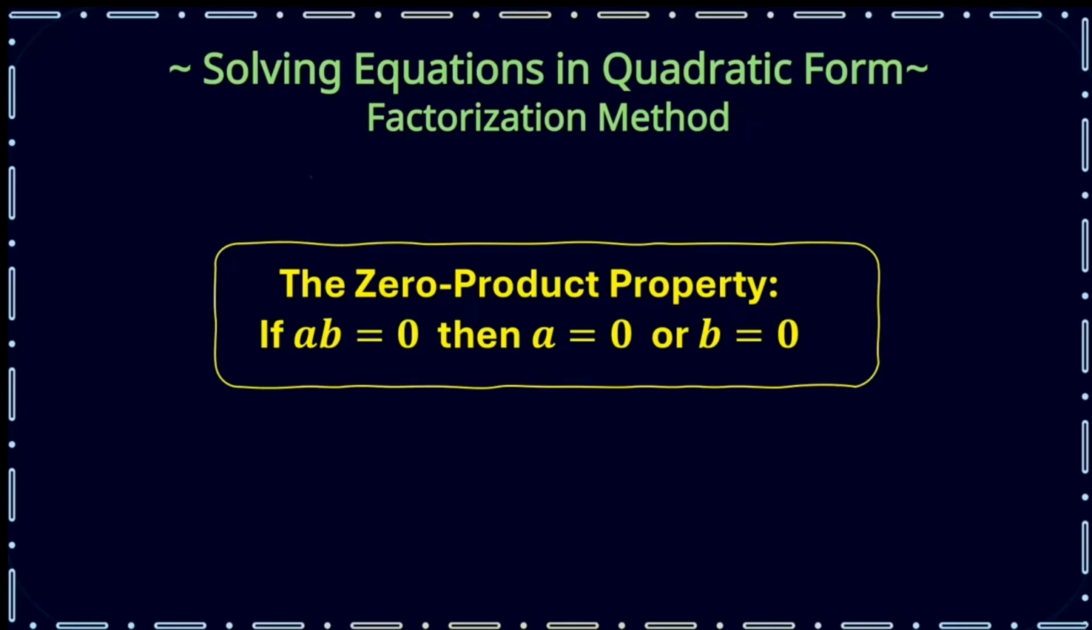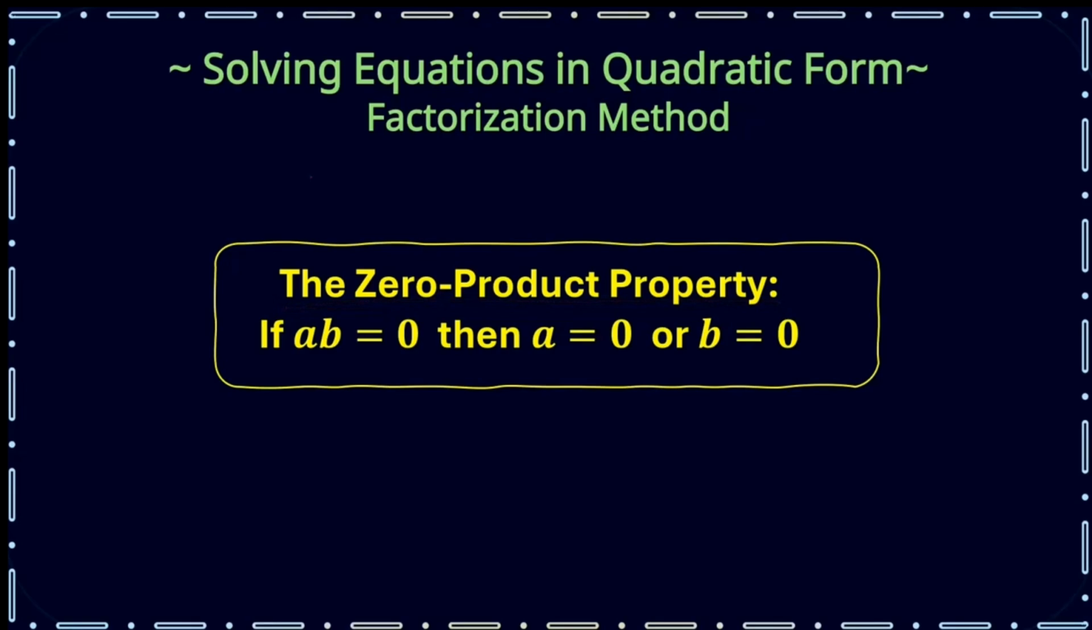In this lesson, we are going to solve equations that can be written in a quadratic form. Quadratic forms, again, are trinomials involving ax squared plus bx plus c. And to solve such equations, we need this very important property, which is called the zero product property.